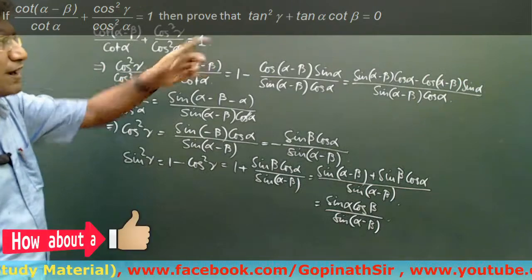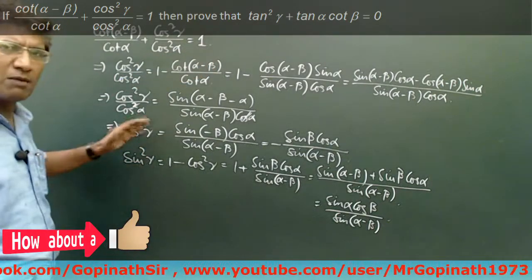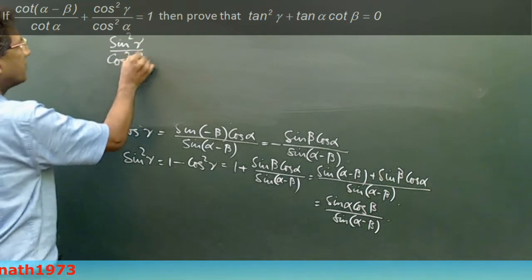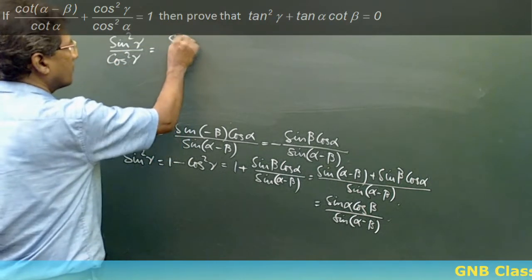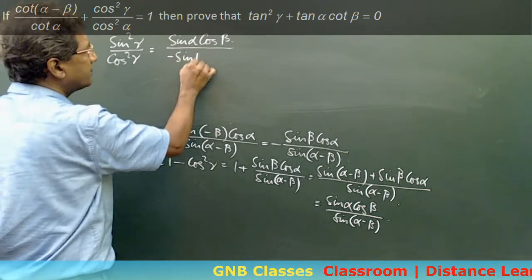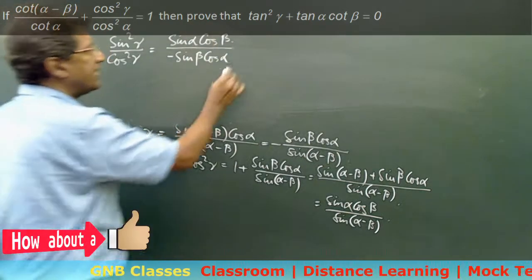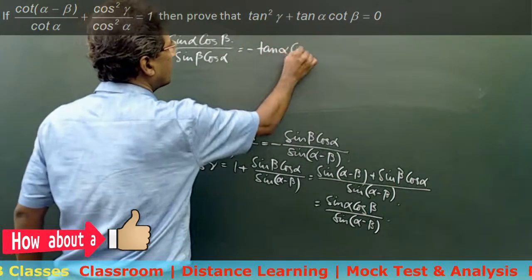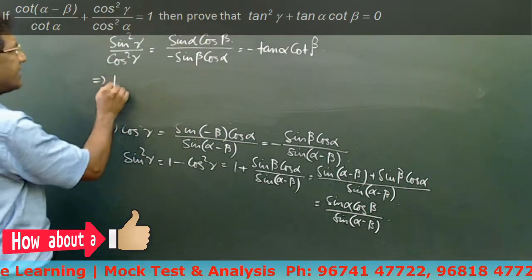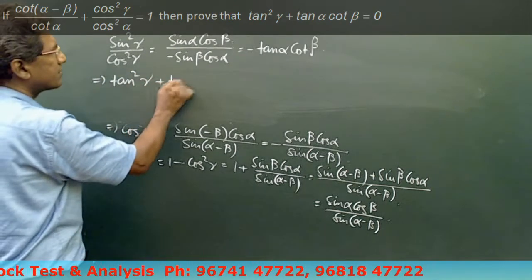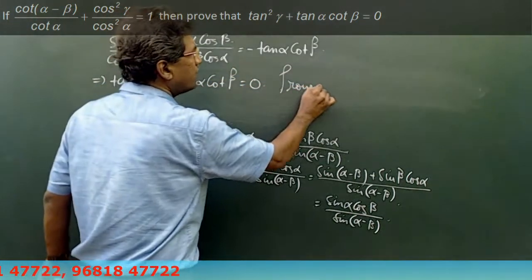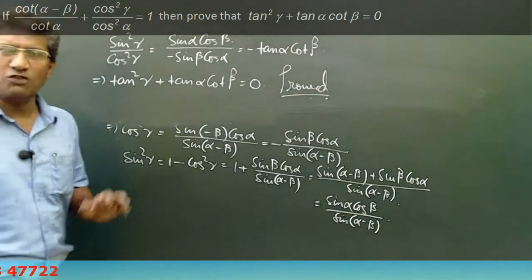Is it clear? Now we have to find tan square gamma. So for that, I am dividing sine square gamma by cos square gamma. If we divide sine square gamma by cos square gamma, we are going to get sine alpha cos beta divided by minus sine beta cos alpha. So we are getting here minus tan alpha cot beta. Is it clear? Now you take the right hand side part to the left hand side. So we are getting tan square gamma plus tan alpha cot beta equals 0, and that is the thing which is required to be proved. Have you understood this problem clearly?